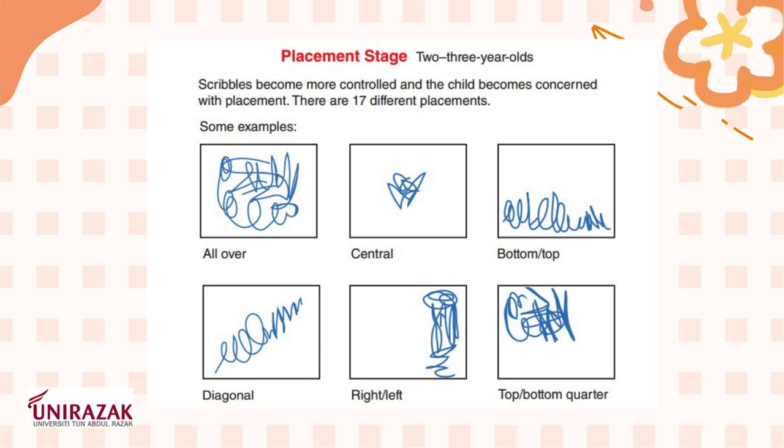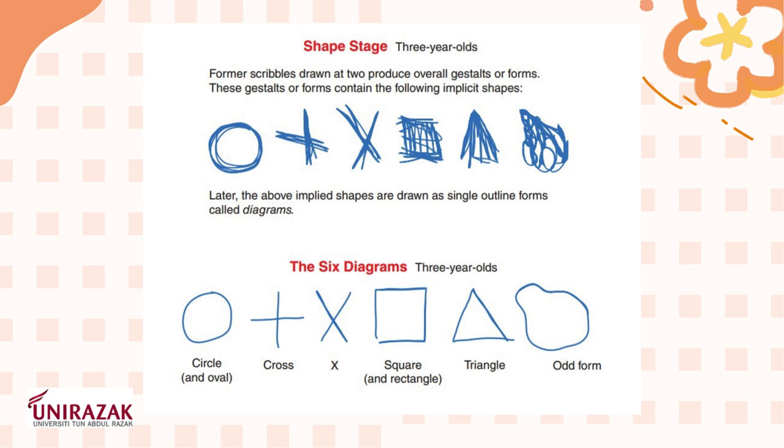Teachers should provide ample space for exploration without expecting recognizable artwork, as this fosters control and coordination through the art experience. The shape stage occurs around age 3, where children's scribbles evolve into more organized marks, forming simple shapes.